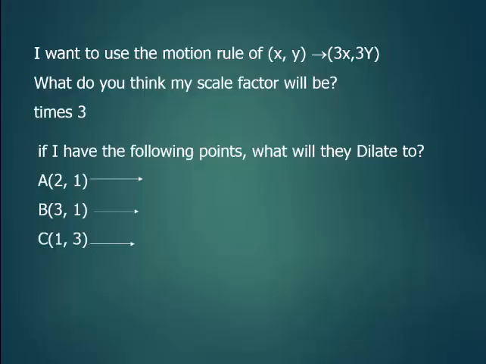(2, 1) would become (6, 3), and I multiplied both of these times 3. (3, 1) would become (9, 3), and I multiplied both of these times 3. And then (1, 3) would become (3, 9). I multiplied both of these times 3.